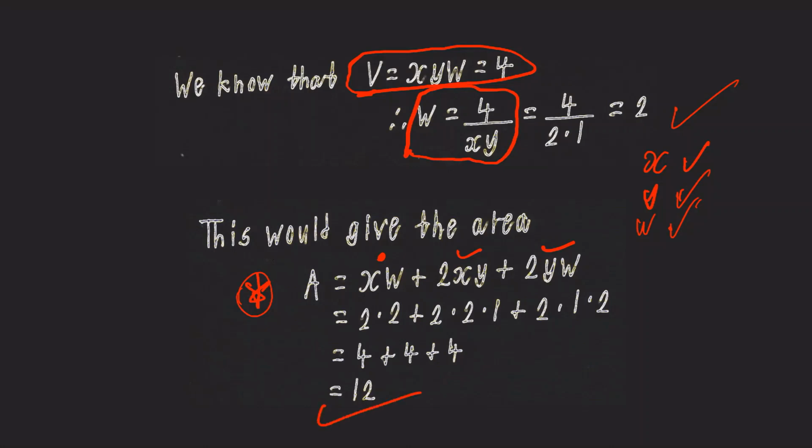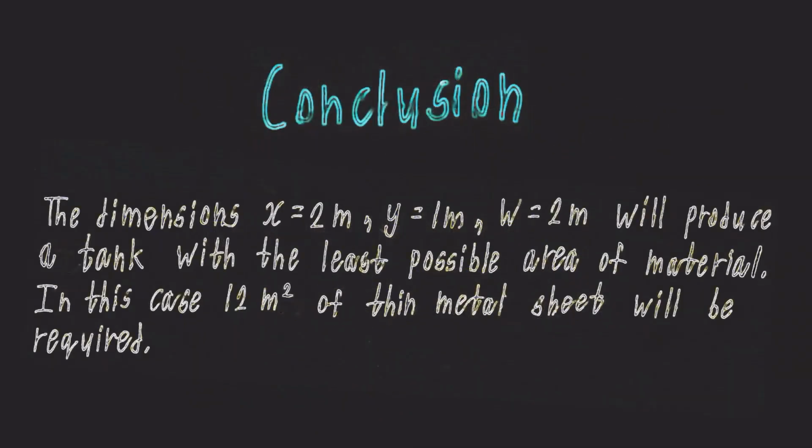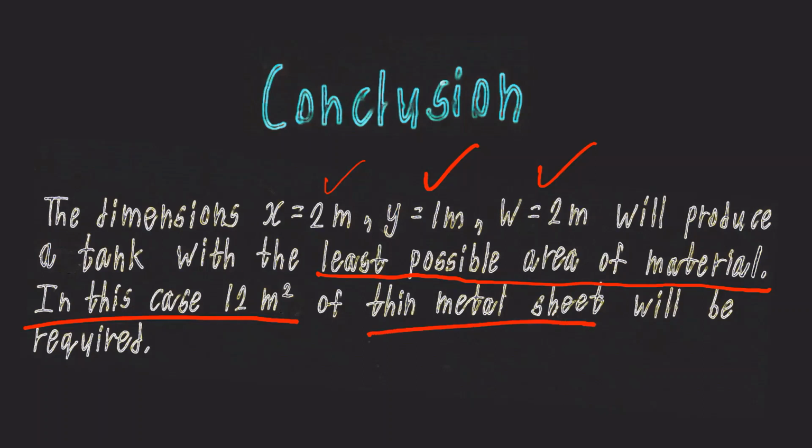Obviously we need units for that. We are going to add that in the next slide. So the conclusion: the dimensions x equal 2 meters, y equal 1 meter, and w equal 2 meters will produce a tank with the least possible area of material. And that's pretty much what the question is asking. But as an extra step, we are just going to say, in this case, the actual area of the thin metal sheet will be 12 square meters. That's pretty much what the question is asking for.